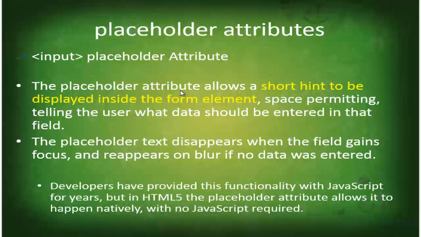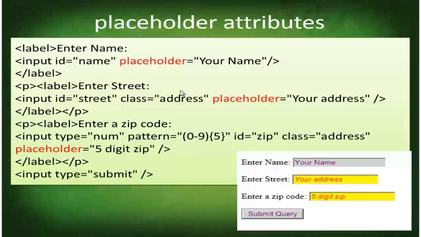Then we have something called a placeholder. You have already seen. Placeholder is used to place a text, that is the watermark, on the text boxes. When you click on this text box, the watermark disappears, and if you don't type anything and click outside, the watermark reappears. Now you might have seen this trick in the olden days with JavaScript. Now there is no need for JavaScript for doing it. Just specify the placeholder and specify the text that you want to appear.